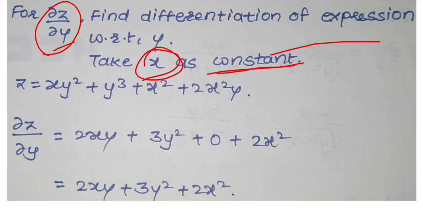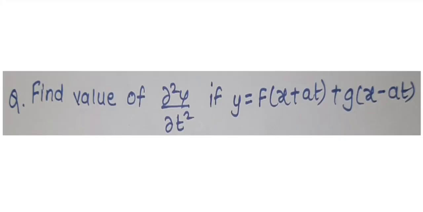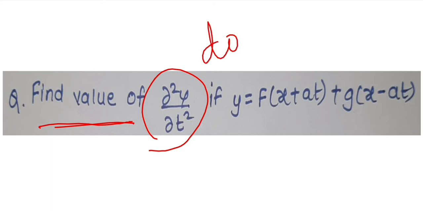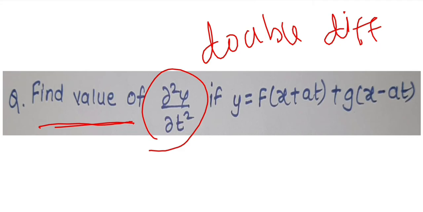Okay, so now let's solve another example. This is a complex example. Find the value of delta square y upon delta t square, that is, the double differentiation with respect to t, if y equal to f of x plus at plus g of x minus at.